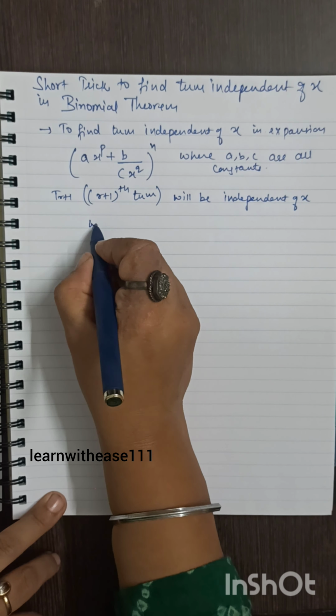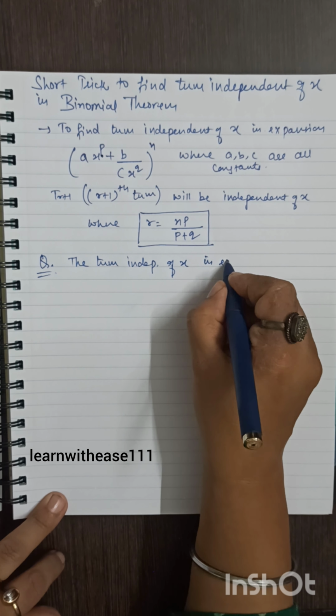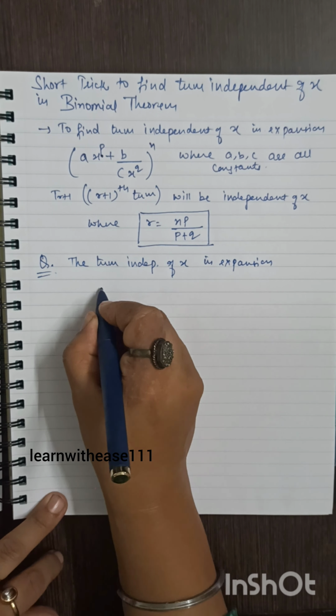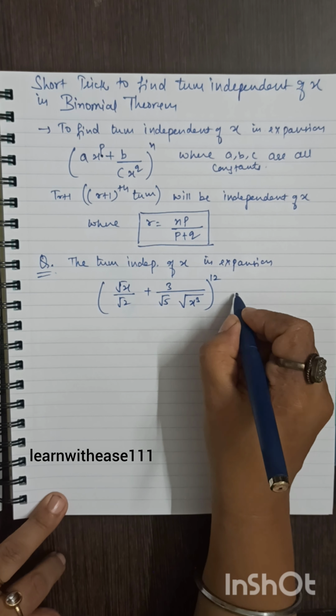So r depends upon only these three digits n, p and q. Here p and q are powers of x and n is the total power of the expansion. So to apply this, suppose we need to find the term independent of x in the expansion (√x/√2 + 3/(√5 x^(3/2)))^12.